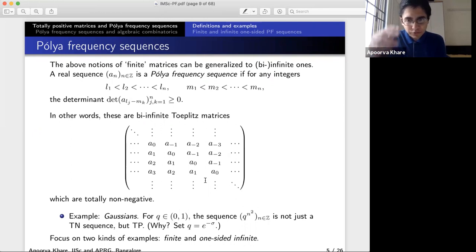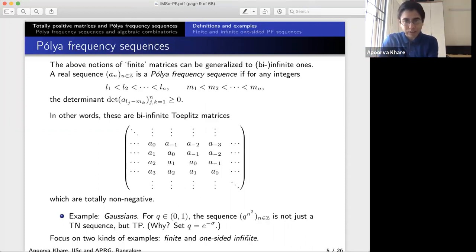Okay, and so for today's talk, I want to focus on two kinds of examples. This is an example which is never zero. The sequence is never zero. But sometimes you do get examples where there are only finitely many diagonals in the matrix which are non-zero. And sometimes you get examples when the matrix is lower triangular or upper triangular, this infinite matrix. So those are called finite Polya frequency sequences and one-sided Polya frequency sequences. Typically, we don't say infinite.